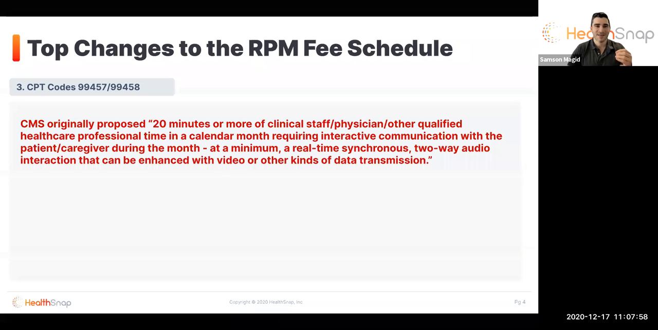Boiled down, this initial ruling made the business model not feasible to actually bill for 457 and 458. This was requiring a qualified healthcare professional to actually spend 20 minutes of real-time communication via phone call or video conference with the patient every calendar month, which made it very difficult to incorporate this program at scale.